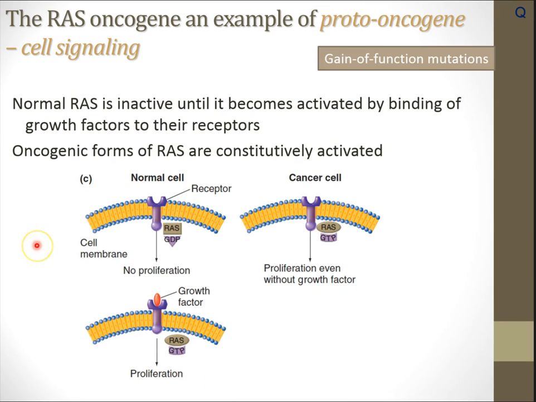Another type of proto-oncogene, particularly in cell signaling, is the RAS oncogene. Normally, RAS is inactive until it becomes activated by the binding of specific growth factors. This binding of growth factors usually causes a GDP to GTP transition, and then proliferation occurs. In cases where we have mutations in RAS, the GTP is constant, and so you don't actually need binding of the ligand or the growth factor to initiate proliferation. This is a gain-of-function mutation.